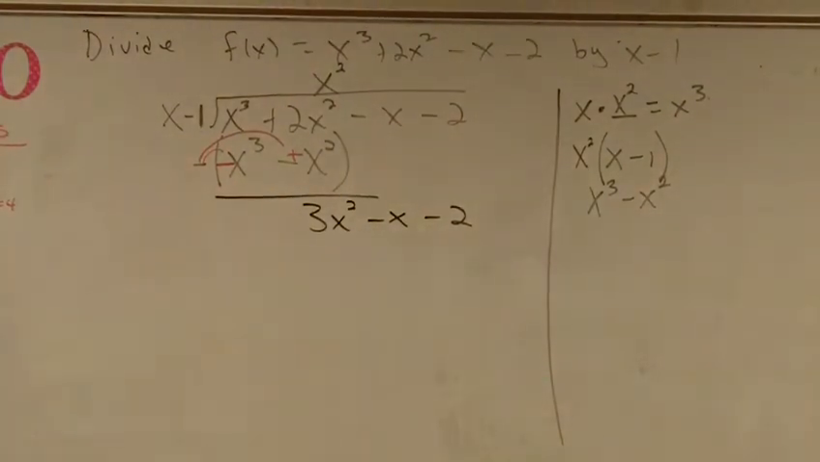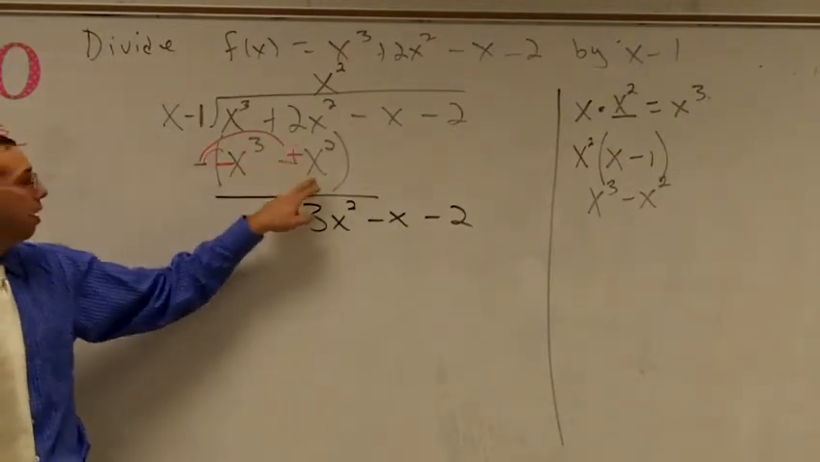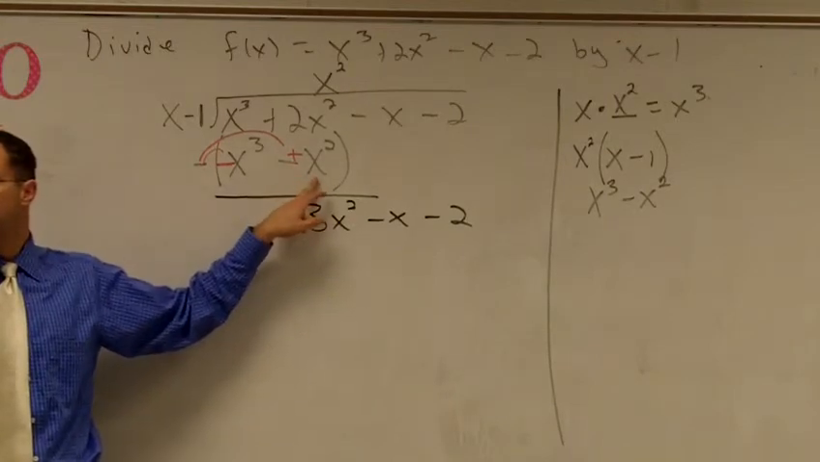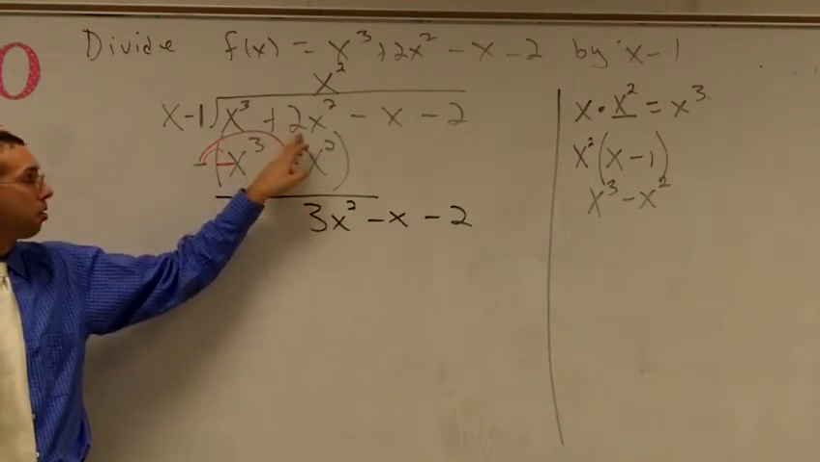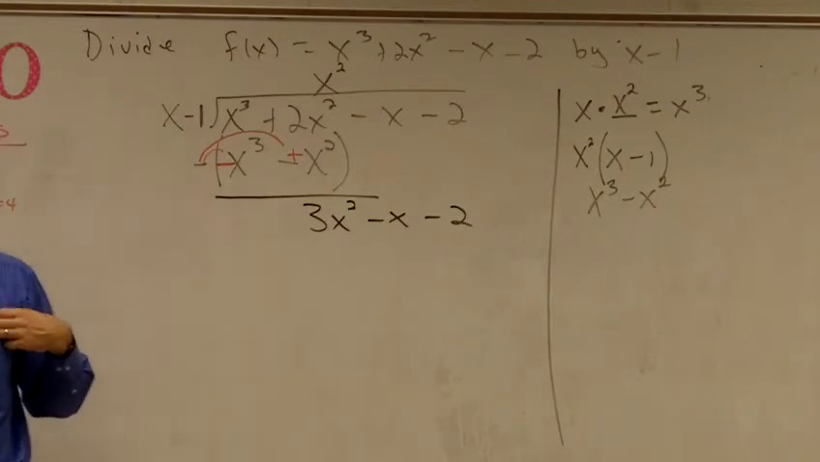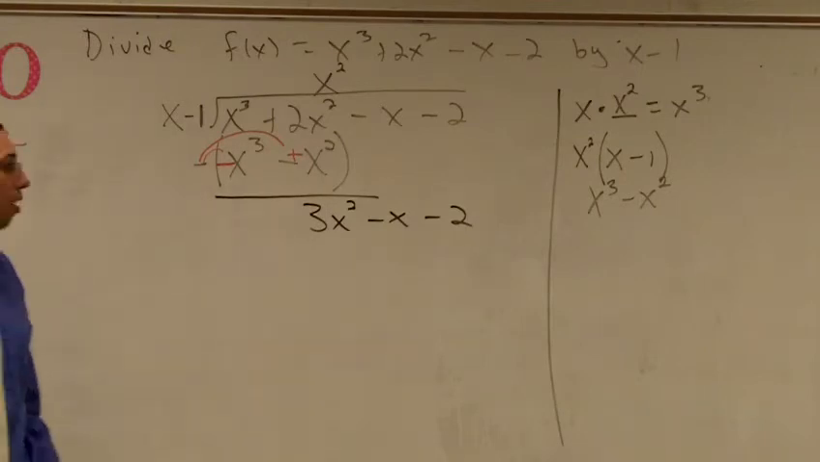Okay? How do you get 3x squared? Because when I distributed the negative sign, I now have positive x squared here. Positive x squared plus 2x squared is 3x squared. Okay? Alright, then I start all over again.